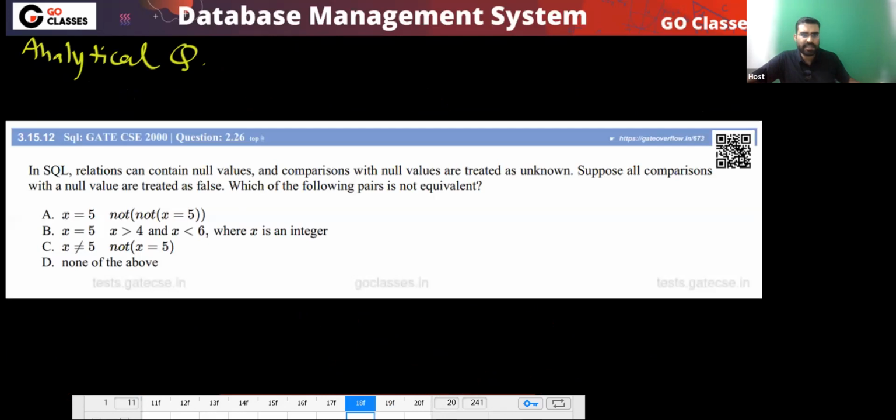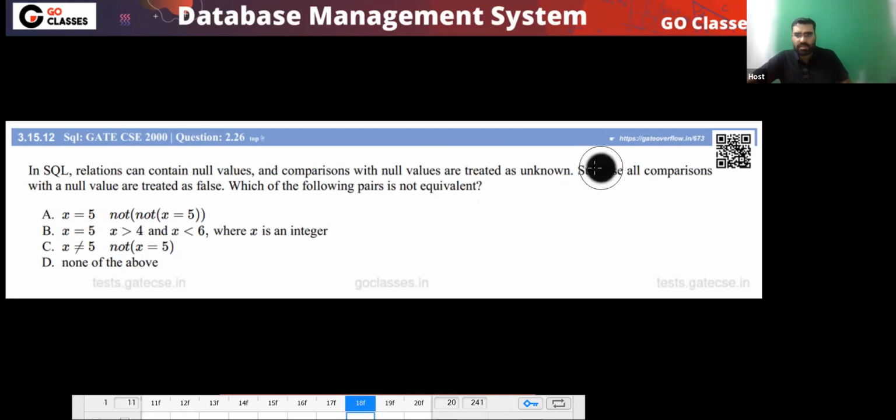The question is saying that normally comparison with null is treated as unknown. This we already know. Suppose, as an assumption he is giving, all comparisons with null are treated as false. Then which of the following pairs are not equivalent?